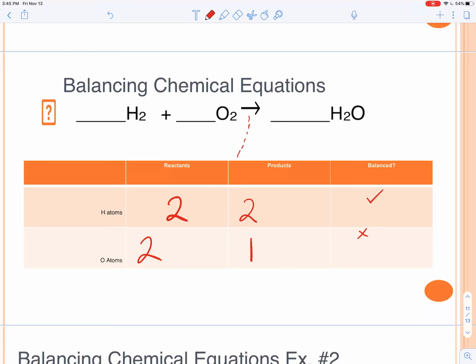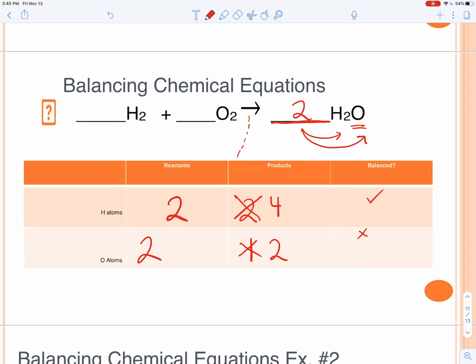Well, we can add coefficients to make it balanced. So if there's only 1 oxygen here, I'm going to have to add a number in front of here to make sure that there are 2 oxygens. So the number I'm going to put is 2. And what that does is that's going to multiply all my numbers here. So now I want to update my table down here. So I'm going to cross this out. And now I've got 4 hydrogens and 2 oxygens.